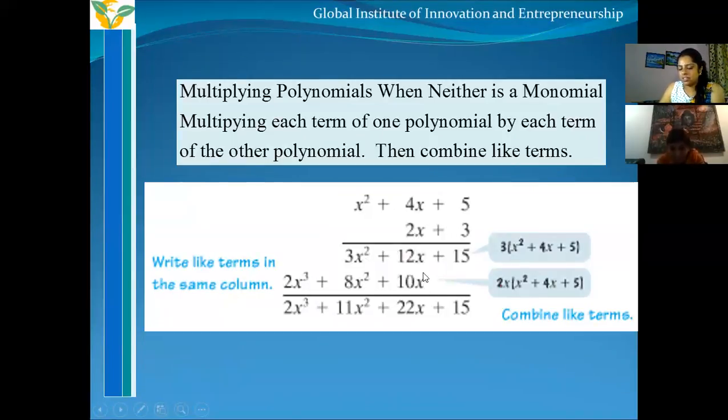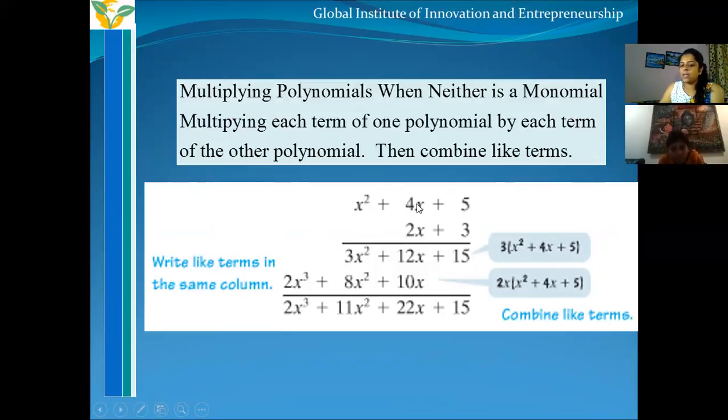2 into 5 is what? 10x. Where is the x? So we have to keep the x term there itself. So it will be easier for us to combine the like terms. So 2 into 4 is what? 8x square. 2 into 1 is what? 2. X into x square is what? X cube. So now I have to add them. Plus 15 plus 0 is what? Plus 15. Plus 12x plus 10x will give us what? Plus 22x. Plus 3x square plus 8x square will give us what? Plus 11x square. Then 2x cube, just have to keep that 2x cube.